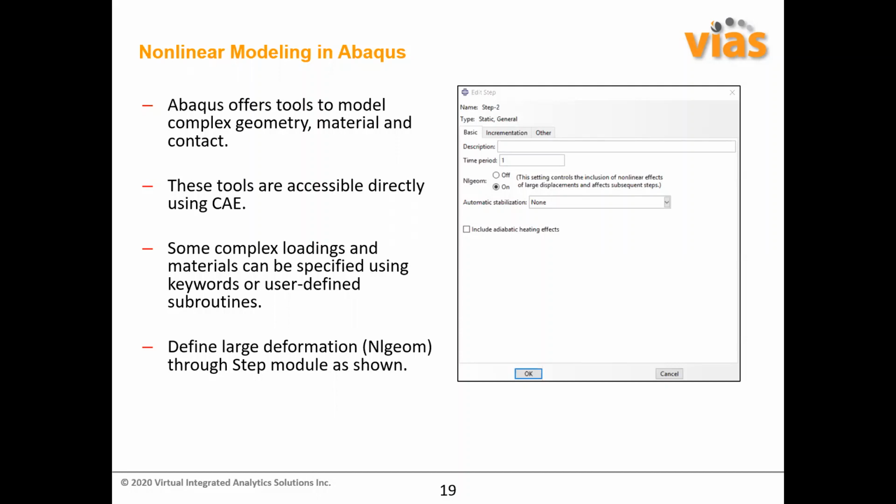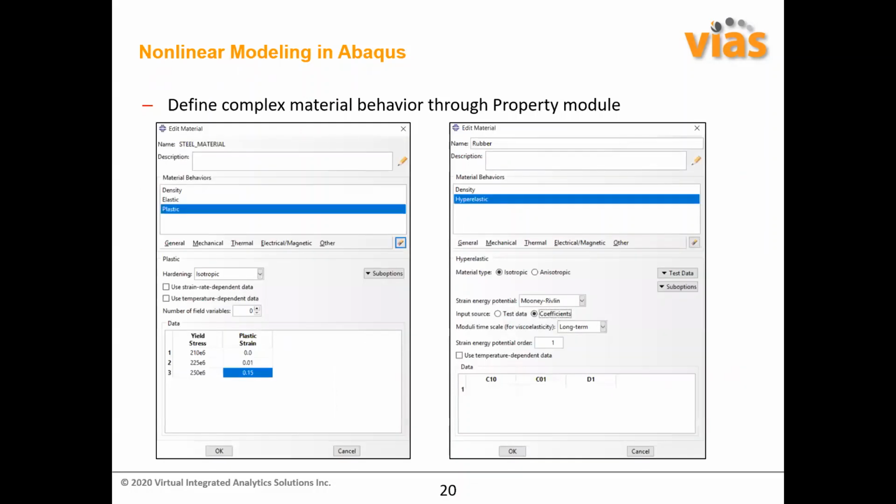Similarly, you can define complex loadings and materials either through keywords or user subroutines, or directly through the Abaqus CAE interface. If you go to the property module, on the left panel you can see that I'm defining a steel material. You go to Mechanical, select Plastic, and then you can start defining your yield stress as a function of the plastic strain. In this way you can generate your stress-strain curve.